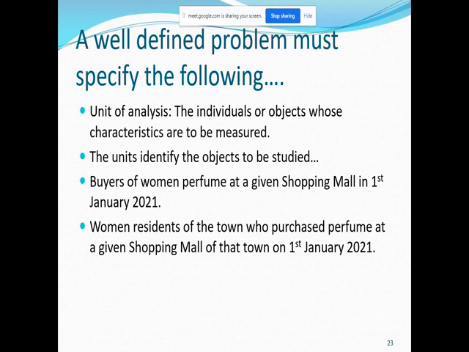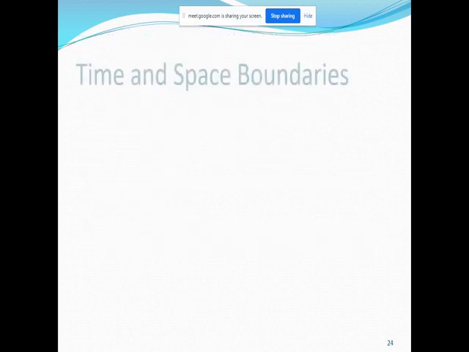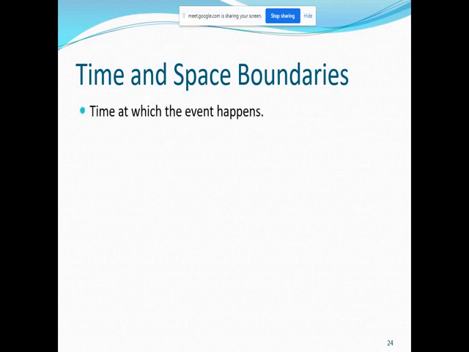Now let us look at this. So this is a well-defined problem, the unit of analysis, that is, from which group we are to collect the information. That should be very vividly defined. Next are time and space boundaries. Let us look at this. Time at which the event happens, in business research many a time, is very important.